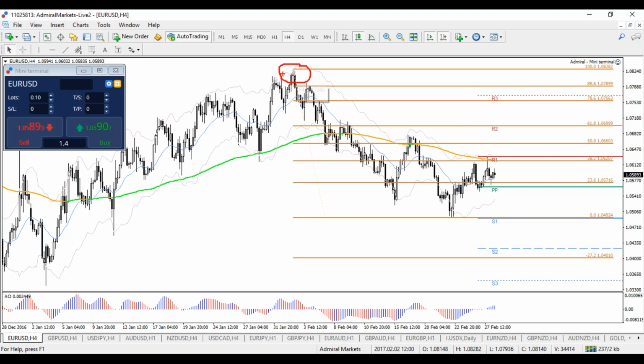And I would expect price to stop and reverse, or close in reverse, or bounce at one of these fibs. Now, price has already reached the 38.2 fib. It reached that yesterday. It reached the 38.2 fib.